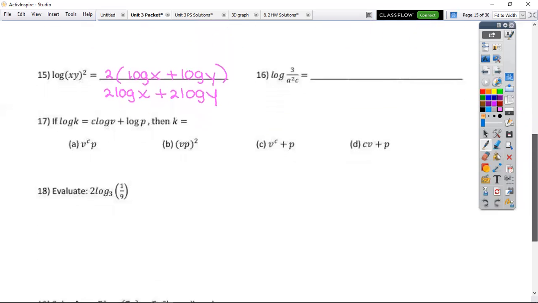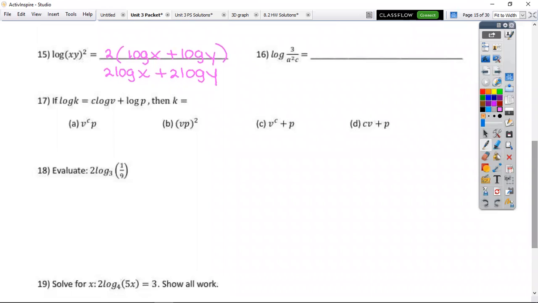16, you have all of your rules as well. So I'm going to take this and go log of 3 minus parentheses log of a squared plus log of c. Then you're going to drop power down in front. And if you would like to leave it like this, you certainly could. So 2 log of a plus log of c.